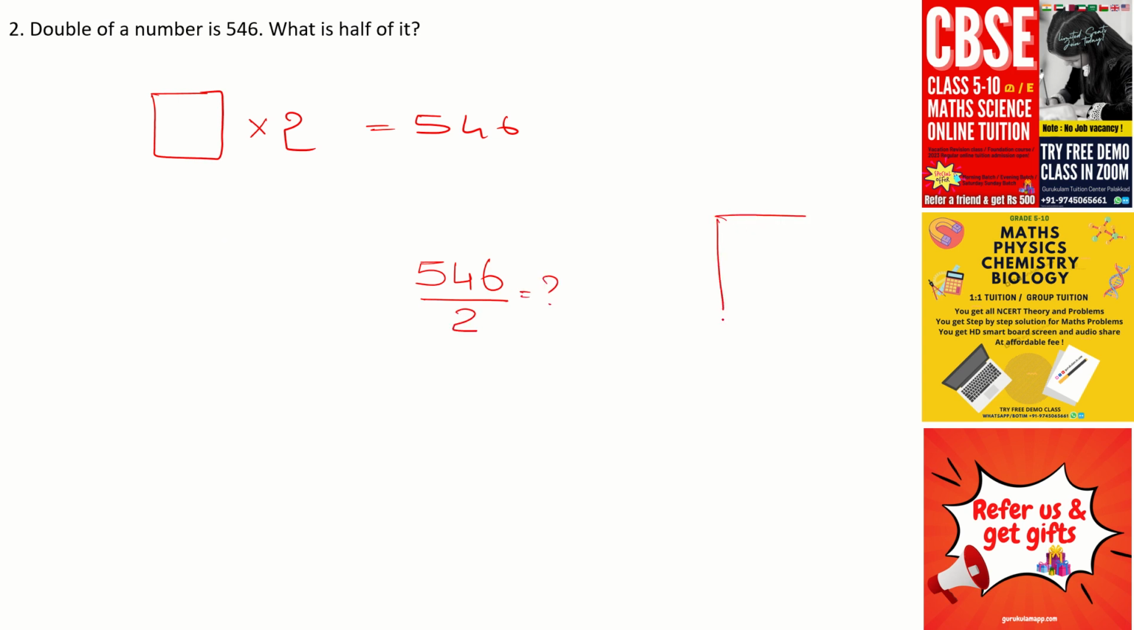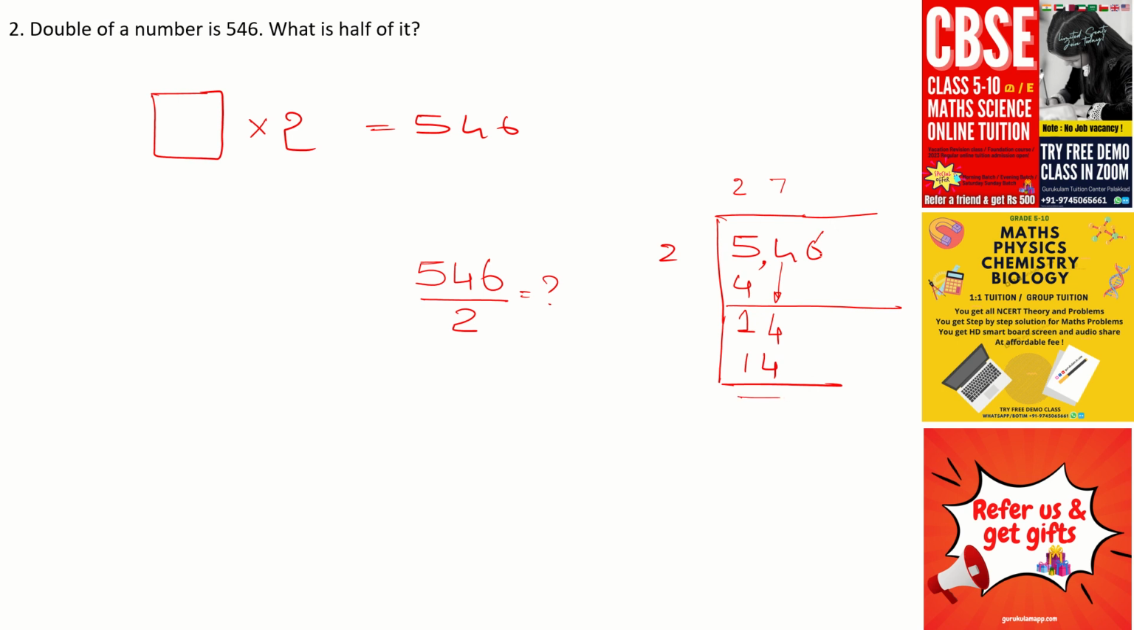So do the division thing here. So write 546 here, divided by 2, put a comma here. So 2 into 2, it is how much? 4, because we should not exceed 5. That's the reason we multiplied with 2 into 2. Now subtract 5 minus 4, it is 1, right? And we are bringing this 4 to here, and 2 sevens are how much? It is 14. 14 minus 14, it is 0.